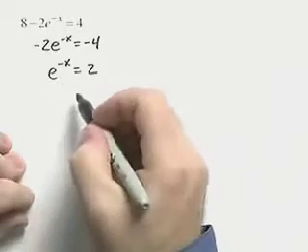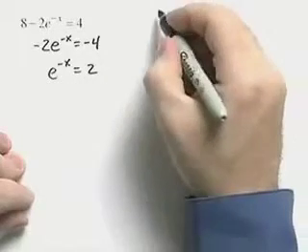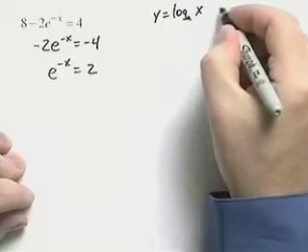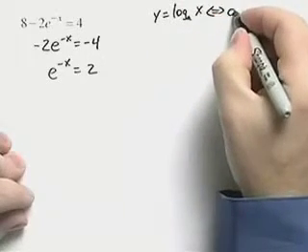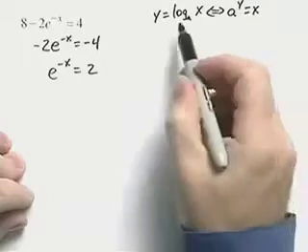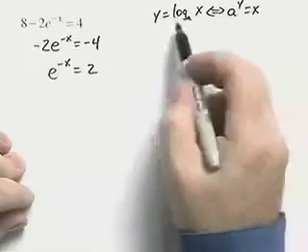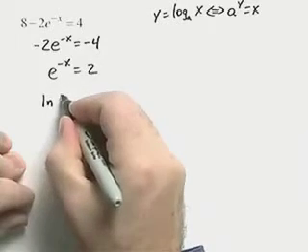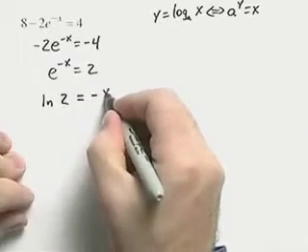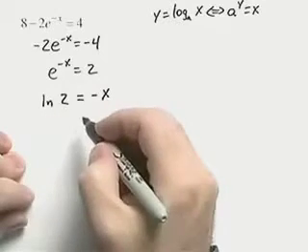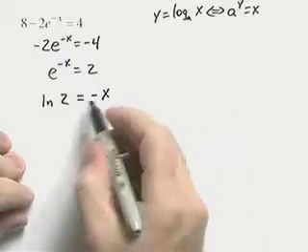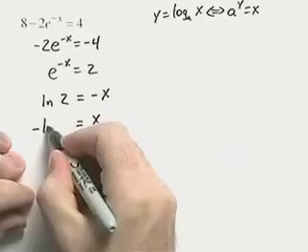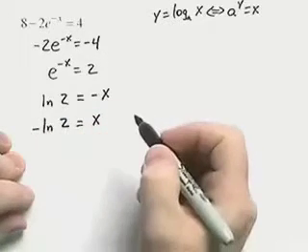We're going to convert this into a logarithmic form using our relationship that y equals log base a of x is equivalent to a to the y equals x. So we can go from an exponential form to a log form or back and forth. So we rewrite this, we'll get the natural log of 2 is equal to negative x, and we have this logarithmic form. We need to solve for x, so we just need to multiply both sides by negative 1. So x is equal to negative natural log of 2.